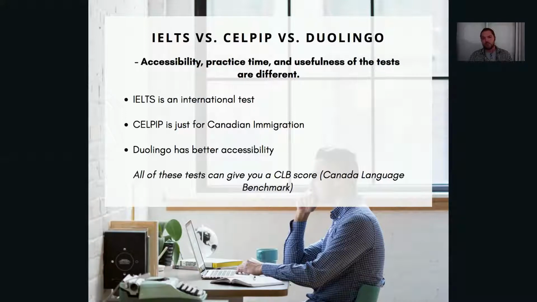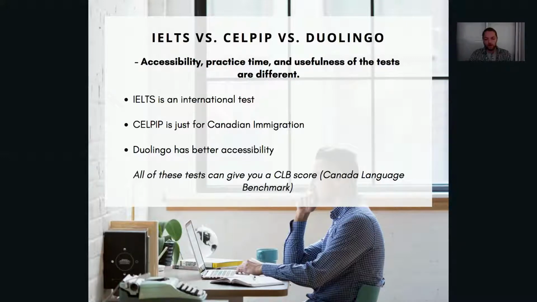The biggest difference is how we can use the test, and in my opinion, the accessibility of the test is very important. So IELTS is an international test. It can bring you to Canada, of course, but it can also bring you to a job in the United States, college in Australia, Ireland, wherever it is that you're looking to go, where they speak English as a first language. The IELTS will help you get there. The CELPIP will not help you go anywhere. The CELPIP is just a Canadian immigration test.